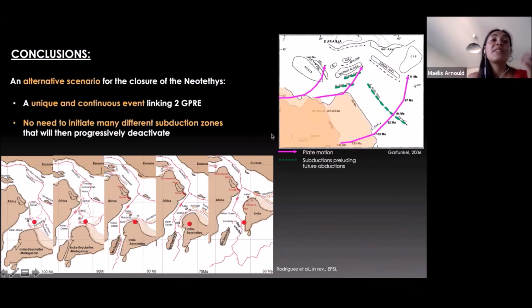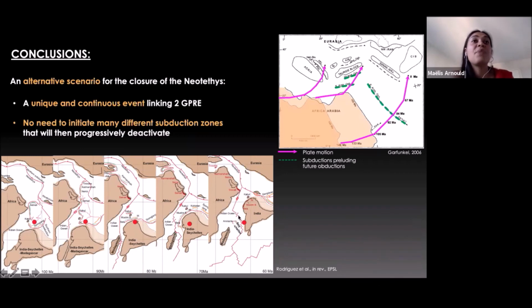In conclusion, with this new scenario, what we have is that we can create, with a unique event, which is this plume-induced subduction, two global plate reorganization events that have been recorded in the ocean fabric. So one around 105 million years at the time of the initiation, and the second one between 73 and 64 million years when all the subductions have reached the margins.